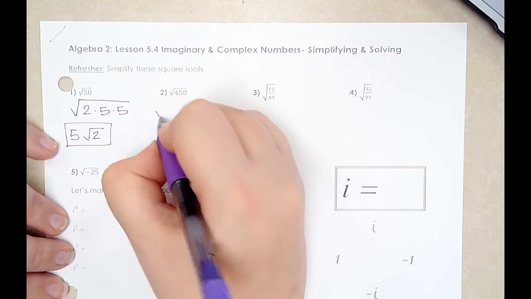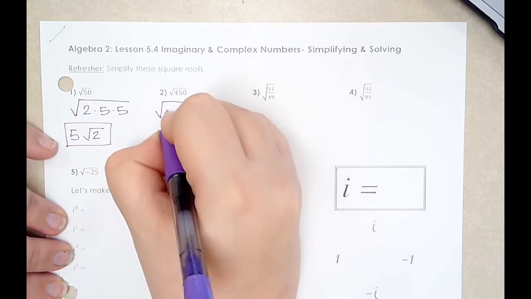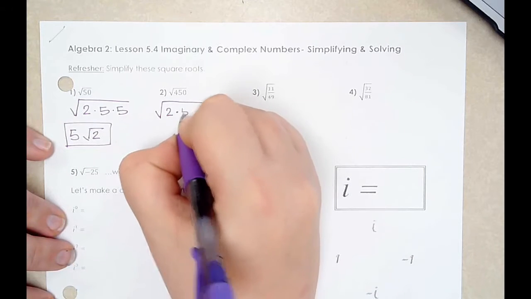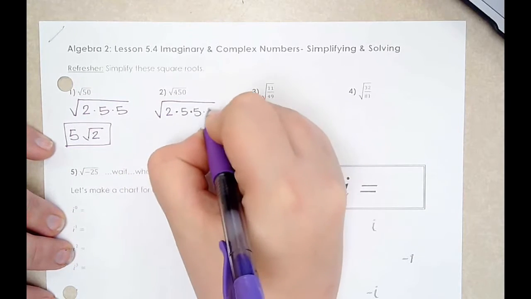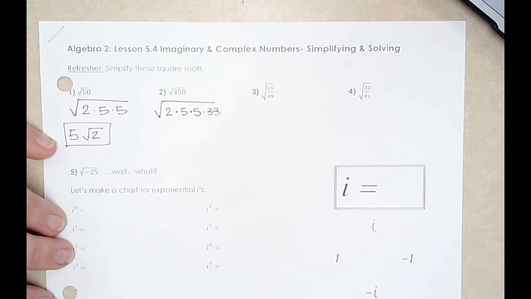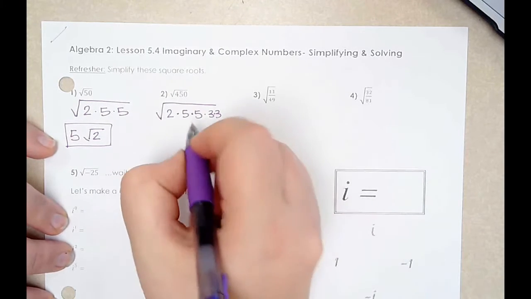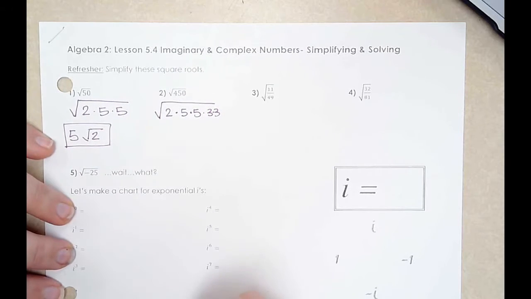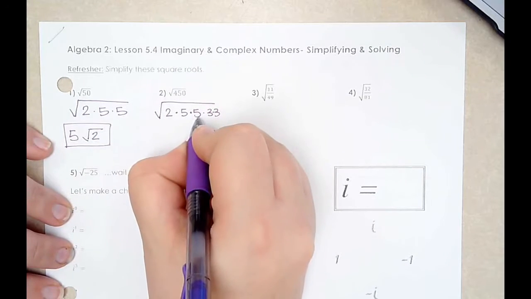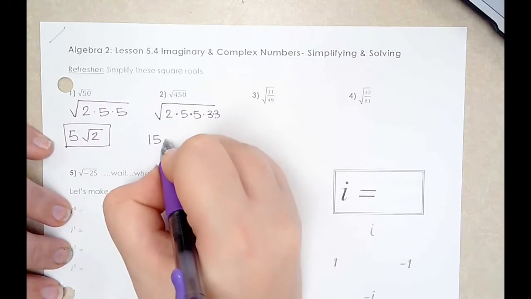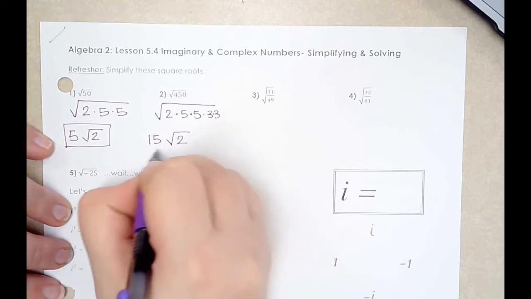I do the same thing for 450. This one takes a little bit more. This breaks down to 225. I believe it's 2 and 5 and 5 and 3 and 3. Let me just double check that real quick: 2 times 3 times 3 times 5 times 5. Yeah, there we go, so we are right. When I look for my pairs to pull out, I get to pull out a 5 and I get to pull out that 3.